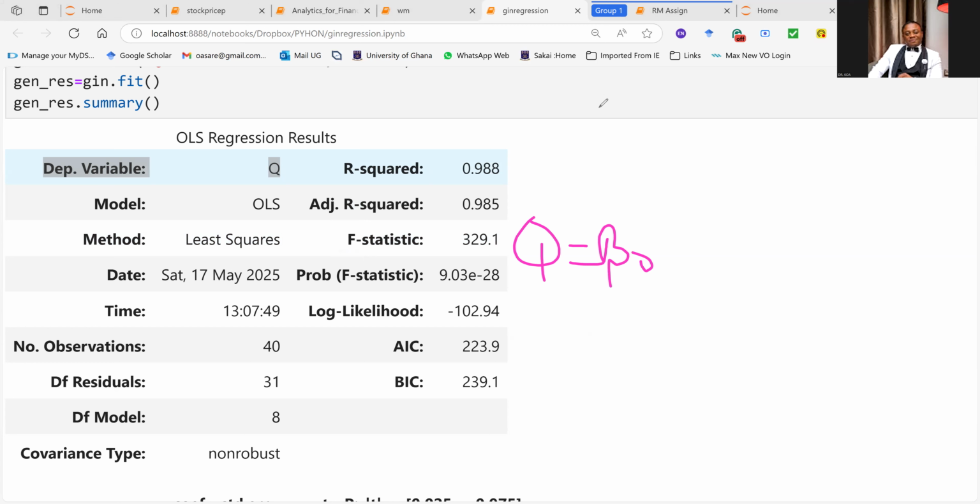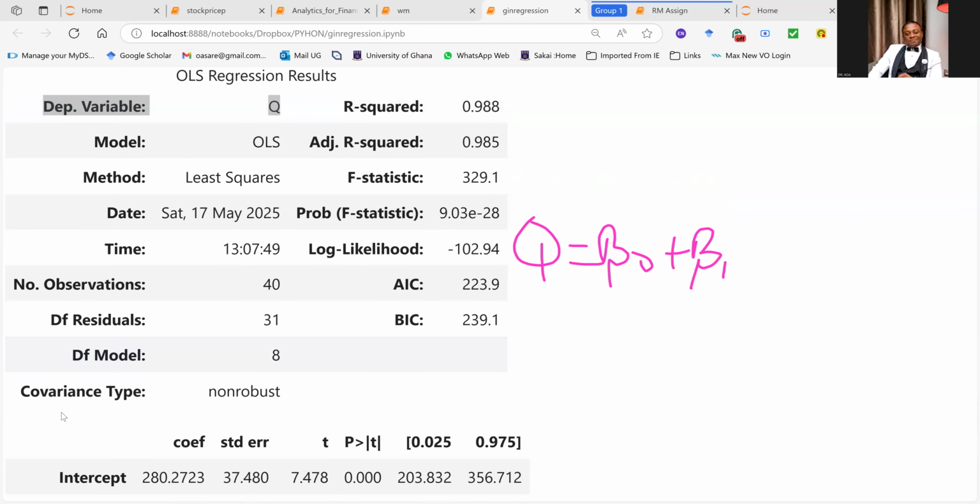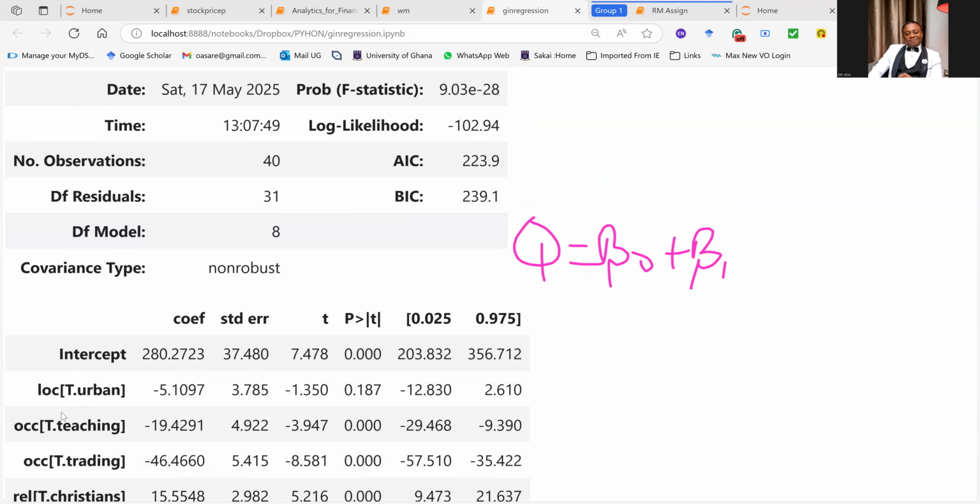Now you will not get these answers I'm telling you in the table. You won't. But you have to have knowledge to be able to do that. So you have beta naught plus beta 1. Then you go and look down for the first independent variable. Just check the name. You can pick it as it is. Okay. So that is log urban.